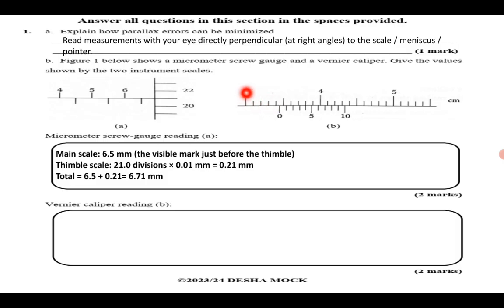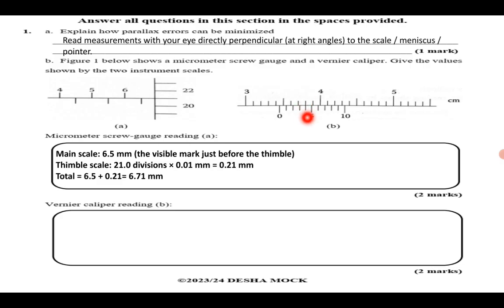That makes it 3.4. So you put that aside. That's called main scale reading. And then you go on the vernier scale. Look at the lines on the vernier scale which exactly align or line up with another line on the main scale. So such a point is right here, this one.